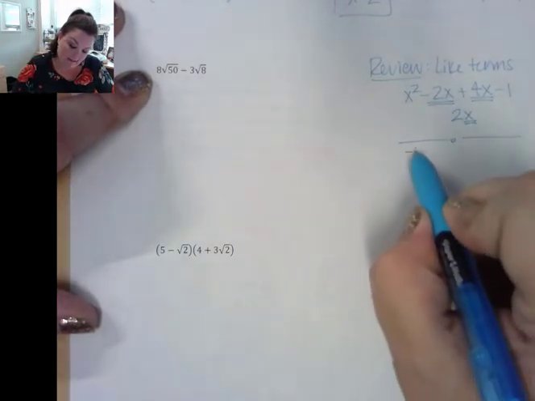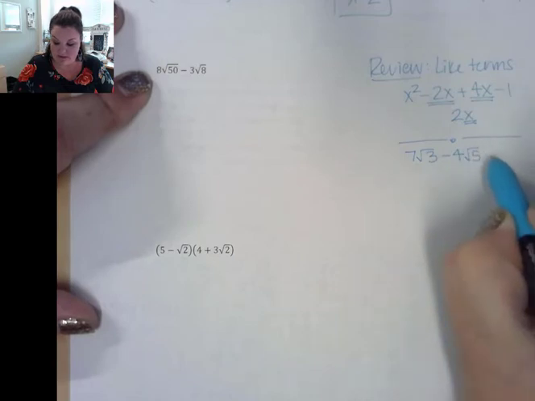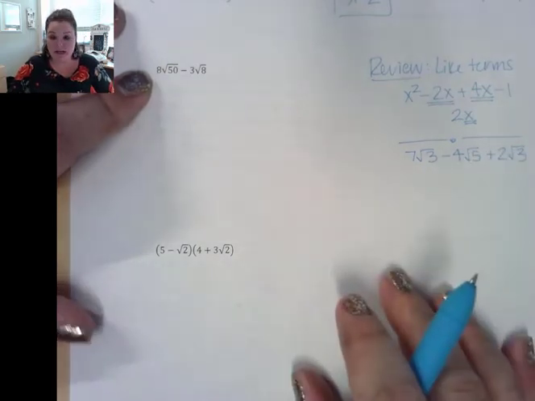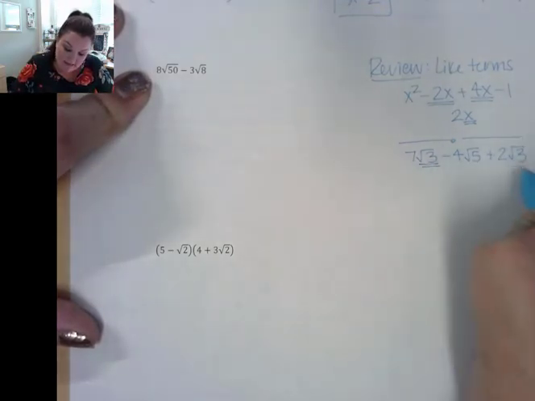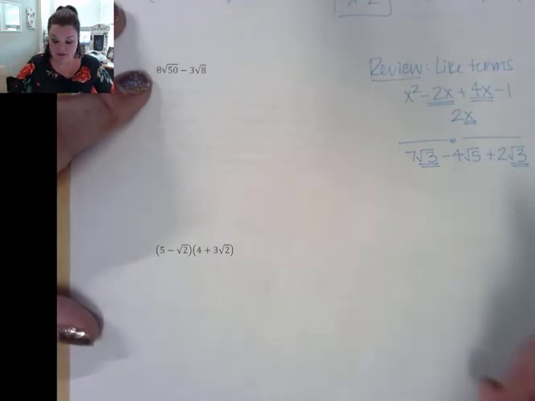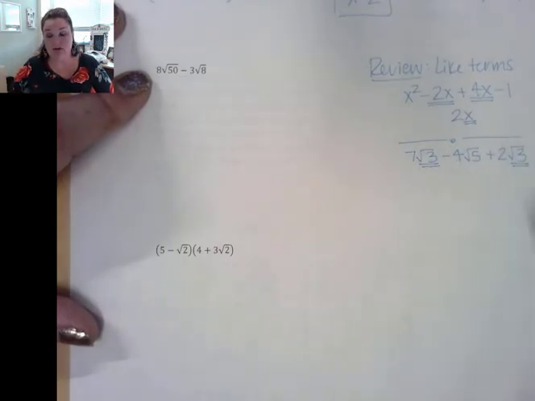If I had something like 7 square root of 3 minus 4 square root of 5 plus 2 square root of 3, the only ones that I can combine are the ones that have the same label, meaning the same radical with the same radicand. So they have to both be square roots or whatever root you're dealing with, and they both have to have the same radicand, or the same thing under the radical, in order to be considered like terms.